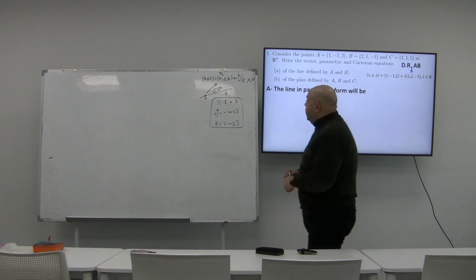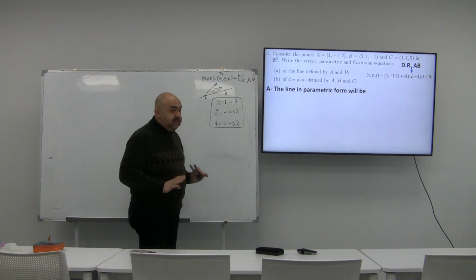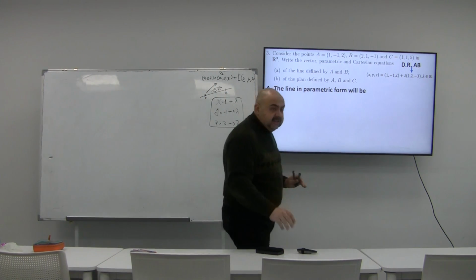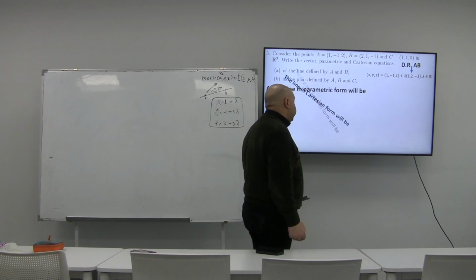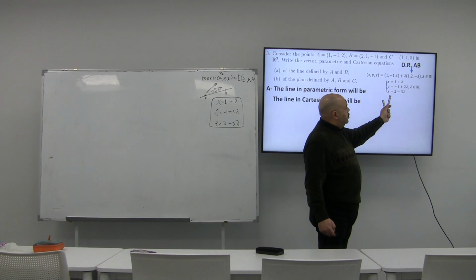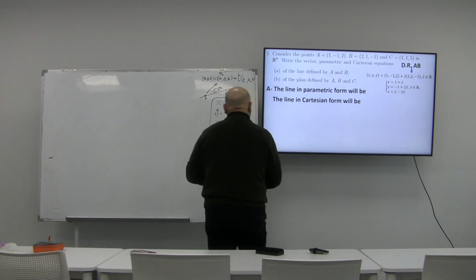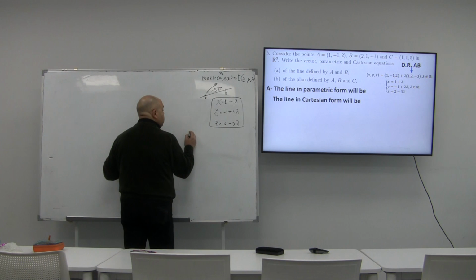Okay, how to get a Cartesian equation for a straight line? It's really very simple, even simpler than the parametric representation. So this is the form of the parametric substitution. If I want to get a Cartesian, all I have to do is write 3 ratios.